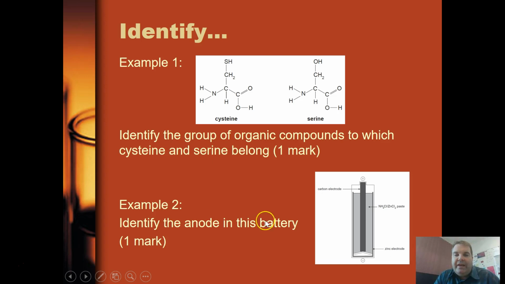Example 2, identify the anode in this battery. Okay, so this is a galvanic cell. In a galvanic cell, the anode is negative. So the positive one here is the carbon electrode. That's the positive one, that's the cathode. So the zinc electrode around here is the negative one. That would be the anode in this one. So the zinc electrode is the anode. All you got to say.